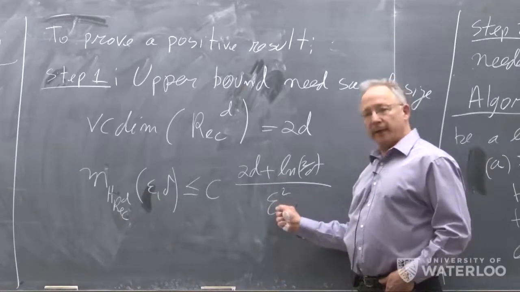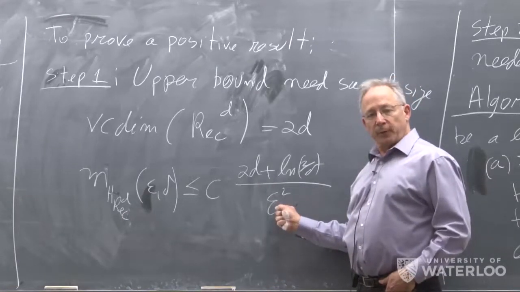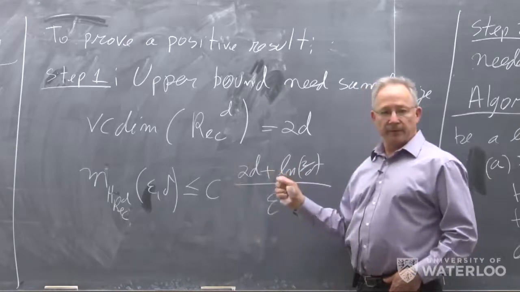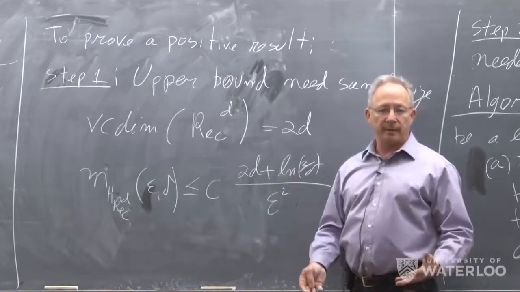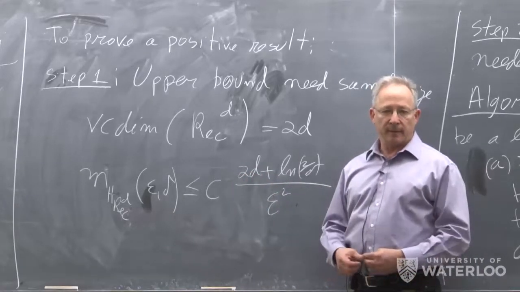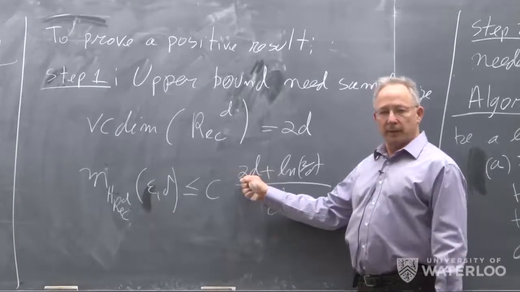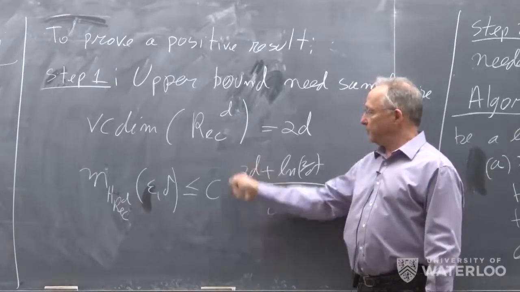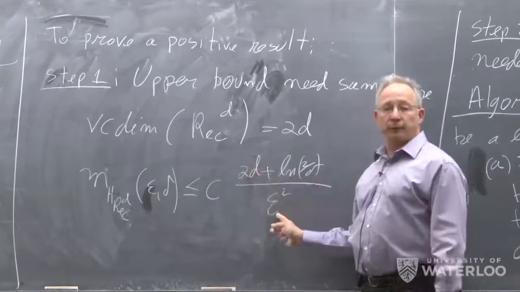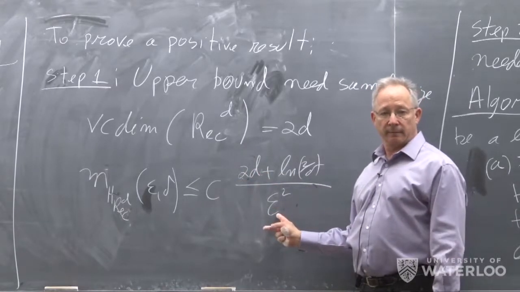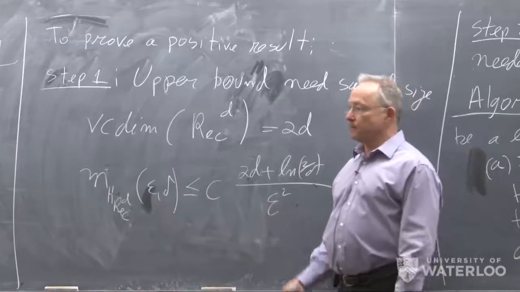So it's 100 times the size of a shattered set, because you divide by 0.1 squared, you divide by 0.01, you multiply by 100. So the biggest set that you can shatter is of size 2D, but you picked a much bigger sample. The sample size is bigger by a factor of 1 over epsilon squared than the size of the biggest set that you can shatter. Okay?